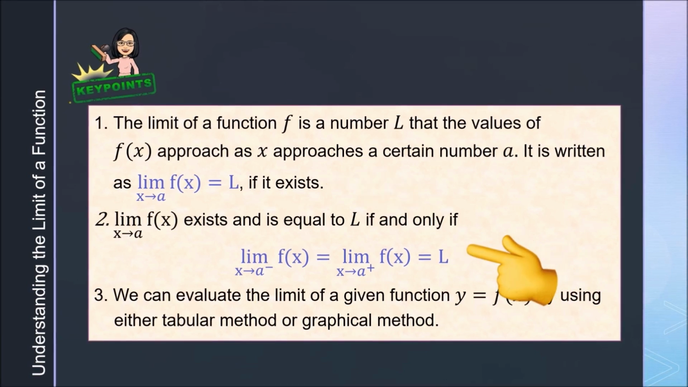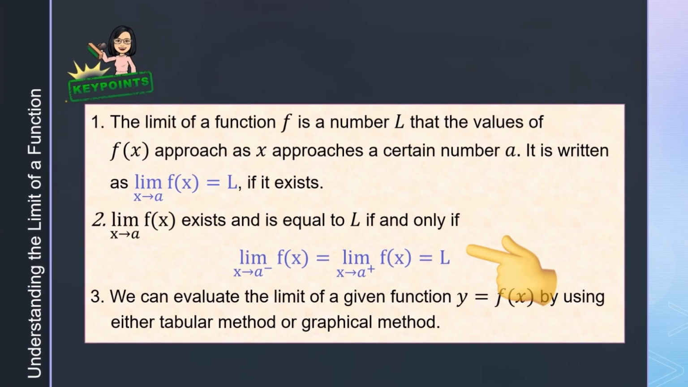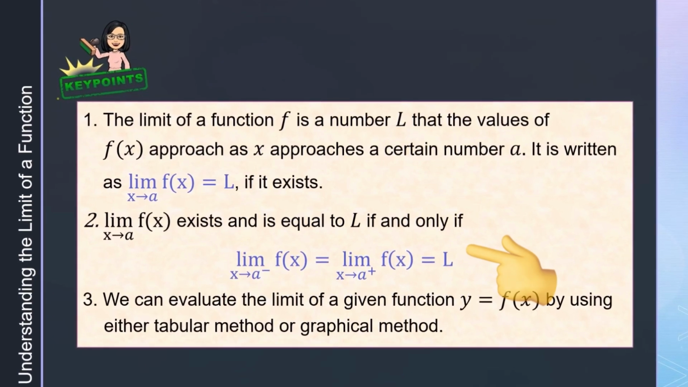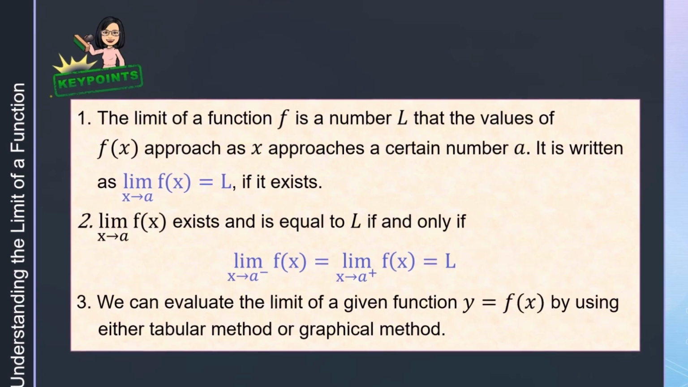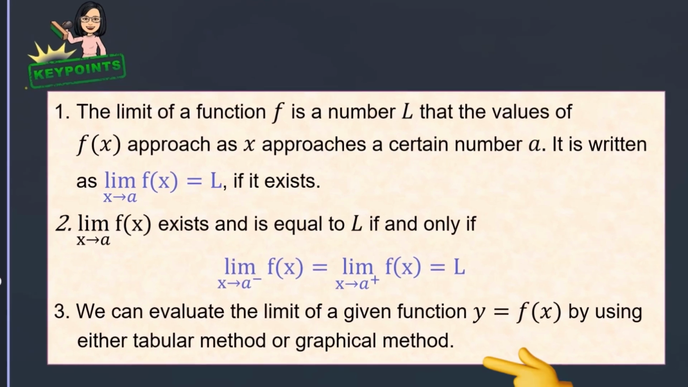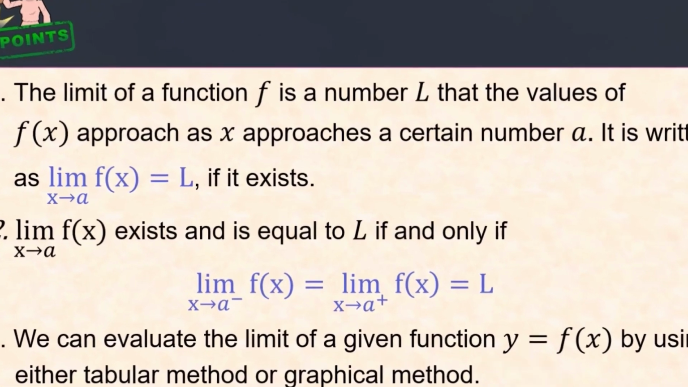Second, the limit of f of x as x approaches a exists and is equal to L if and only if the limit of f of x as x approaches a from the left is equal to the limit of f of x as x approaches a from the right, which is equal to L. Lastly, we can evaluate the limit of a given function y equals f of x by using either the tabular method or the graphical method.